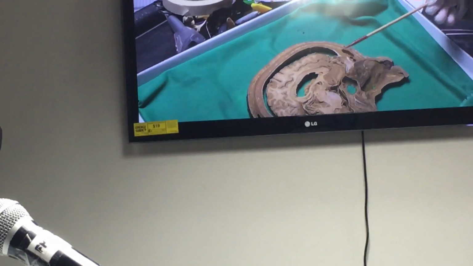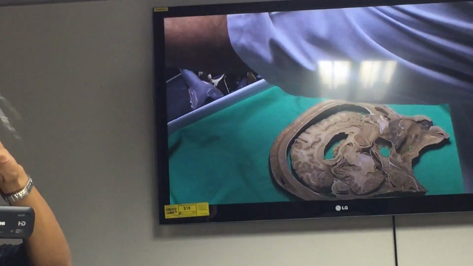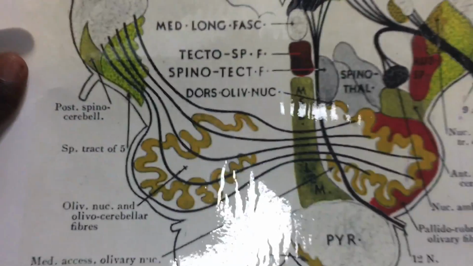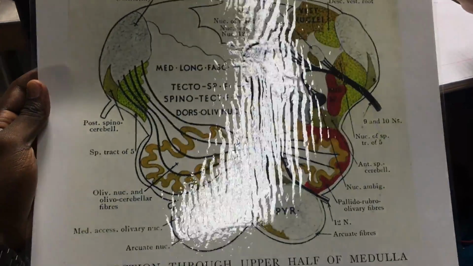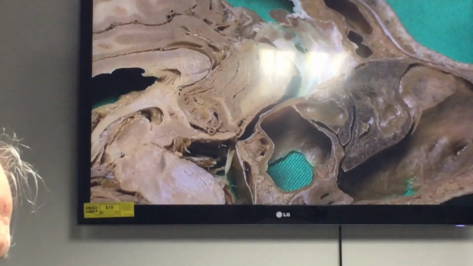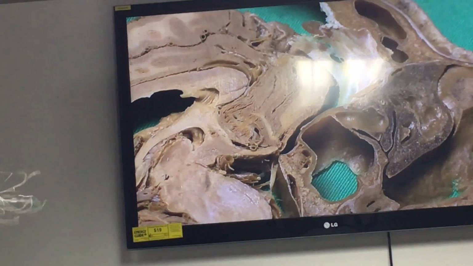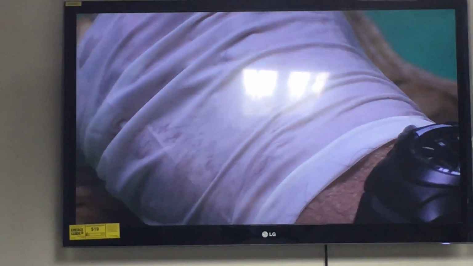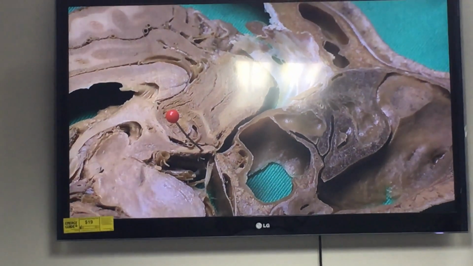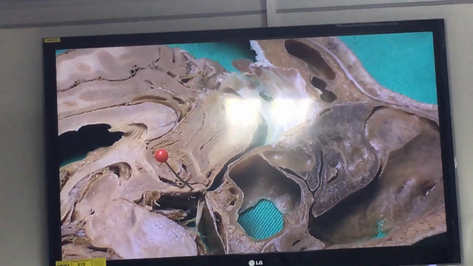So if we get back to this section here, focus down on it. Who is this structure right here? If we had pinned it, we would have pinned right here. It is the optic nerve tract, the optic chiasma. So we can see it right here.